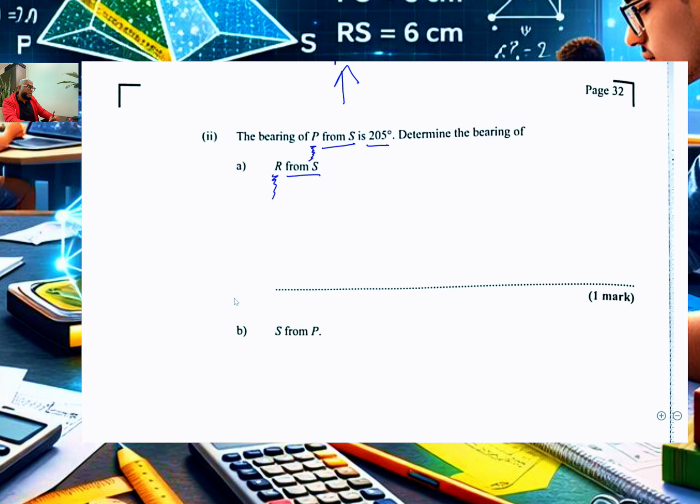Right? So the bearing of R from S will be equal to 205 minus 72 plus 25. You sure? What are we getting?